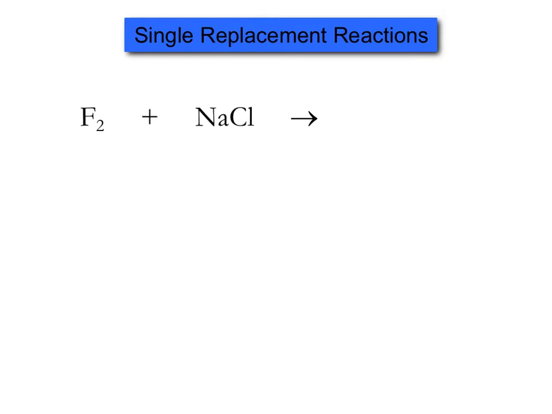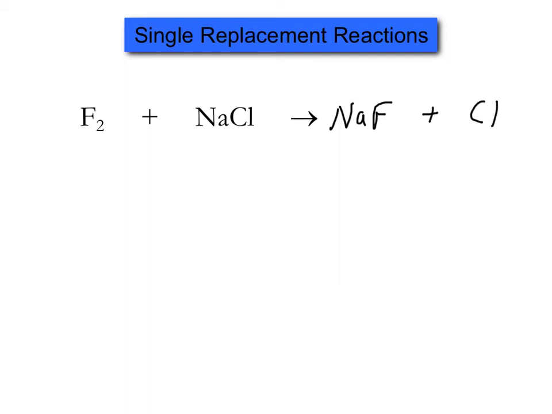Let's try another example. So in this example we have F2 as the element, and that happens to be a nonmetal. So the fluorine is going to replace the chlorine. Our new compound is going to have sodium and fluorine, and the chlorine is the one that gets kicked out.